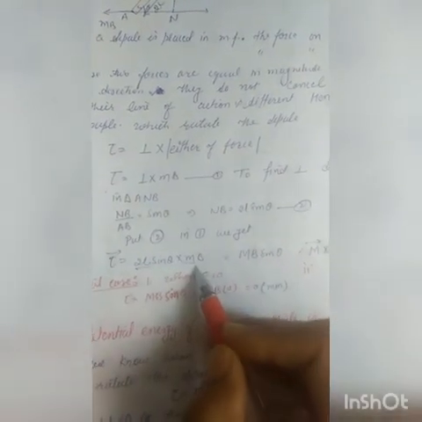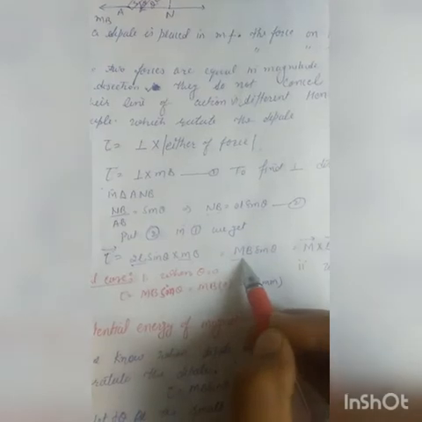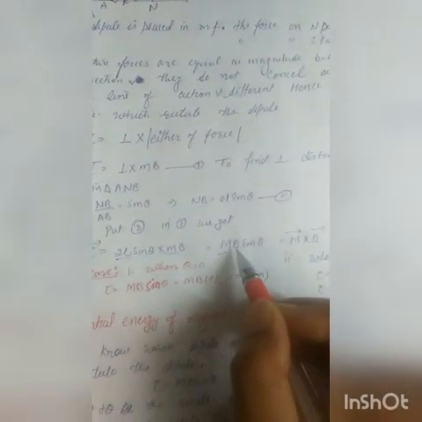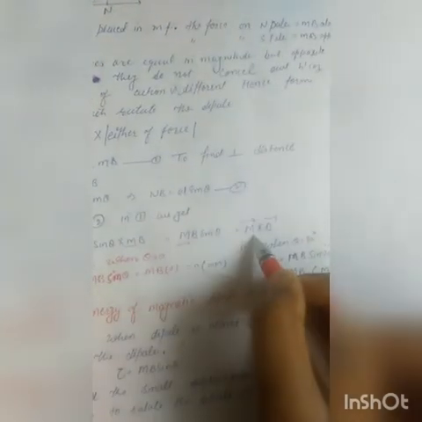2L into m is the dipole moment, which is denoted by capital M, and small m is the dipole strength. So we get MB sin theta, that is M cross B.